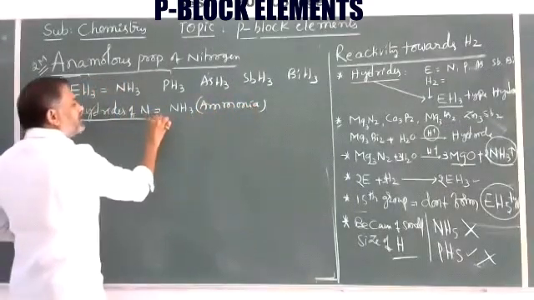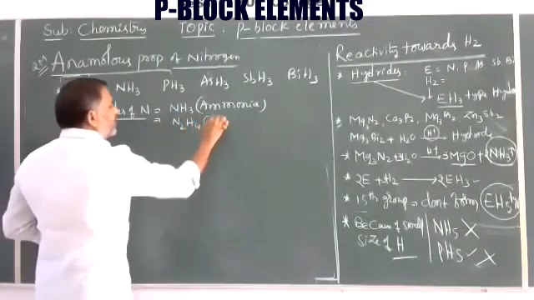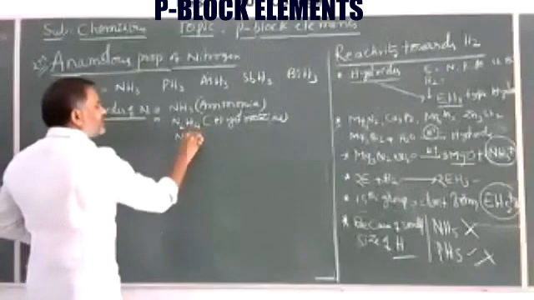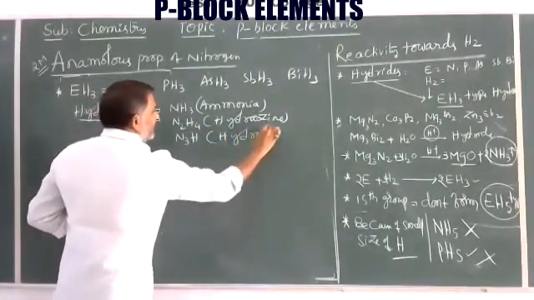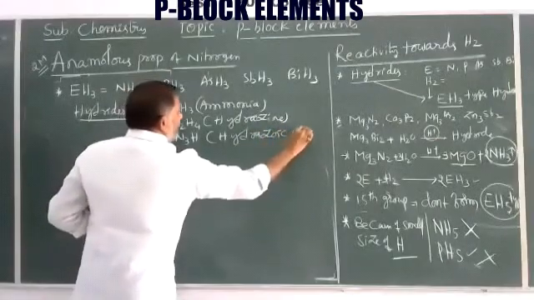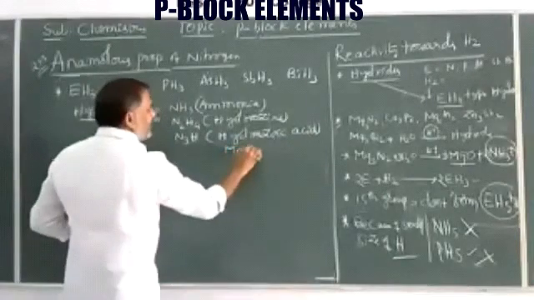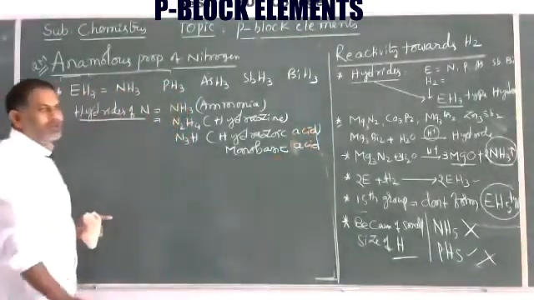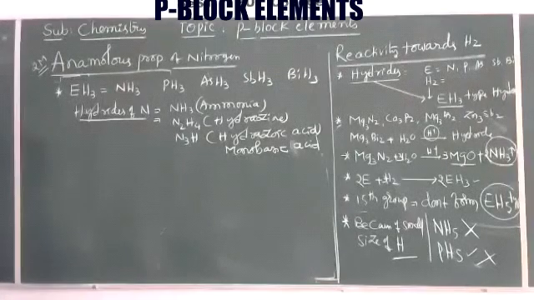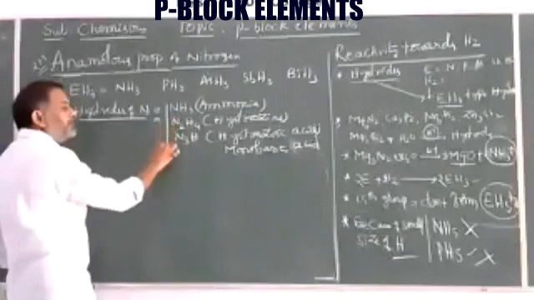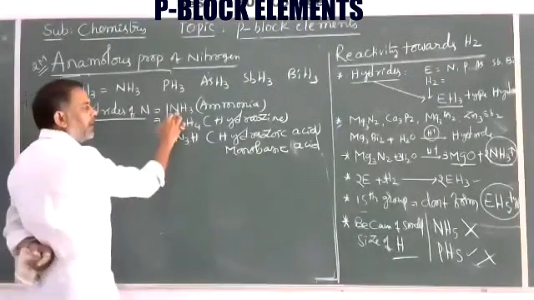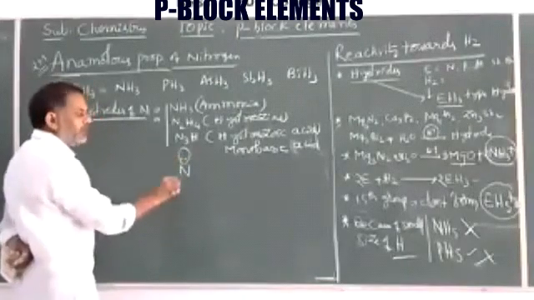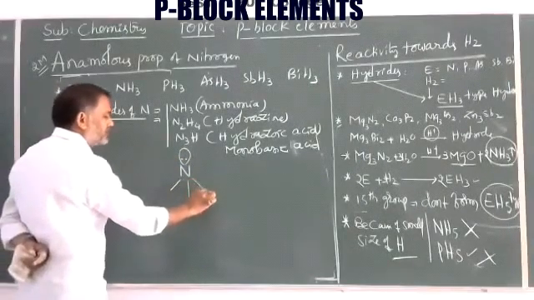And one more is N2H4, which is called hydrazine. Also N3H is there, which is hydrazoic acid. Hydrazoic acid is a monobasic acid; its basicity is equal to 1. Now these are the three important hydrides of nitrogen. In ammonia, around nitrogen there are 5 valence electrons. Among the 5, one is a lone pair and the remaining 3 are bond pairs, like this. This is ammonia.